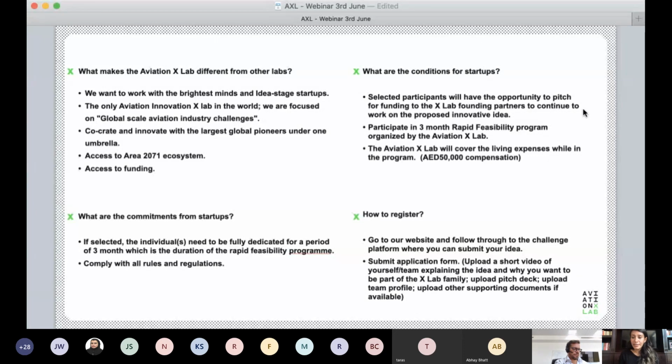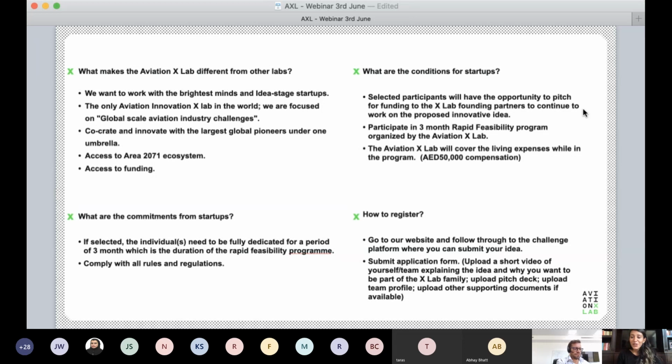So at the very end of the program, during the pitch day, you will be pitching for up to $5 million US, which is dependent on how much the board will decide to invest. But that in itself is also obviously a great opportunity.